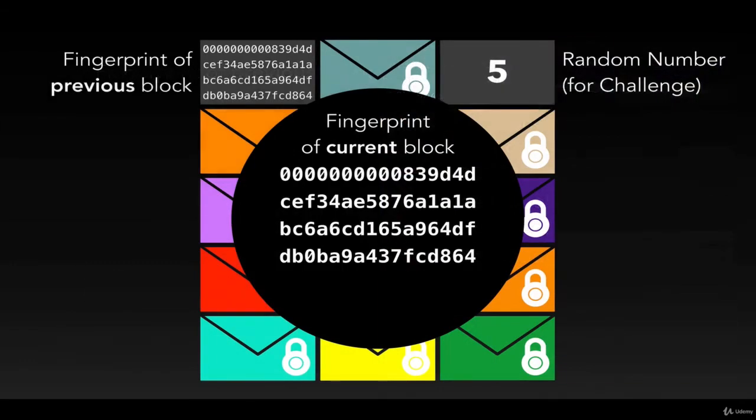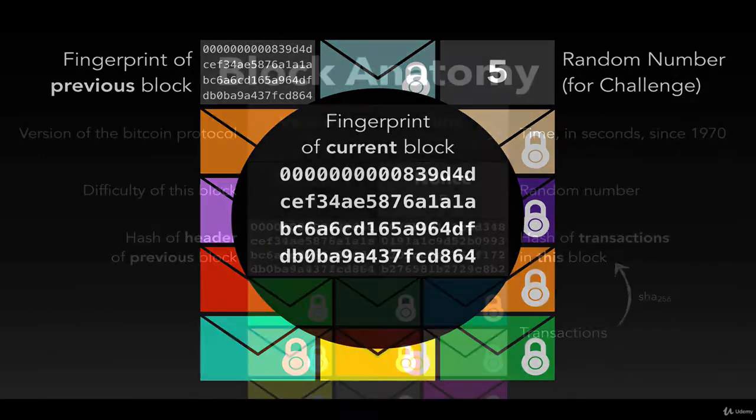We just talked about it. Surprise, surprise, a random number, and that is the nonce. So, as we replace these envelopes in this diagram, at the top left we have the fingerprint of the previous block. At the top right, now we have a random number, and that random number is actually used for the challenge. Yes. So, let's look closer at the actual anatomy of a block header.